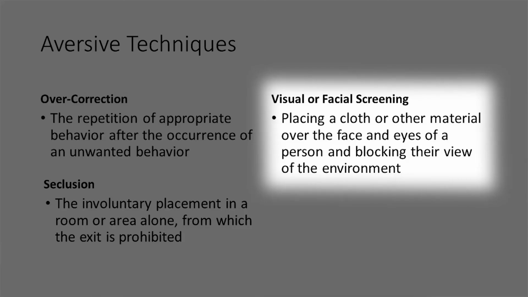Visual or facial screening. This is when a cloth is placed over the face and eyes of a person to block the view of the environment. One might think that this would be something to do when someone is overstimulated by the environment around them. Some professionals believe that this is a way to limit that sensory input so that someone can focus on one of their senses. This is a restriction and obviously not allowed.